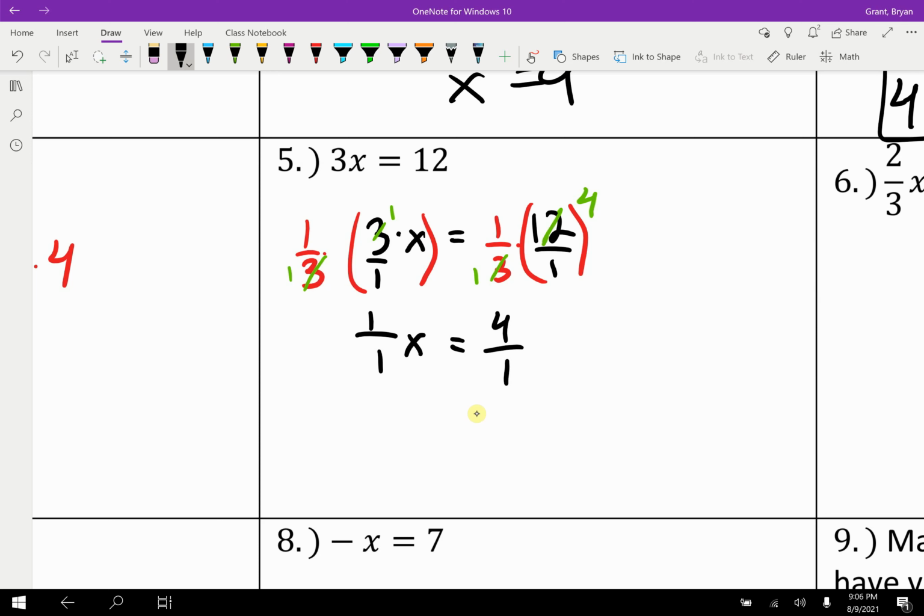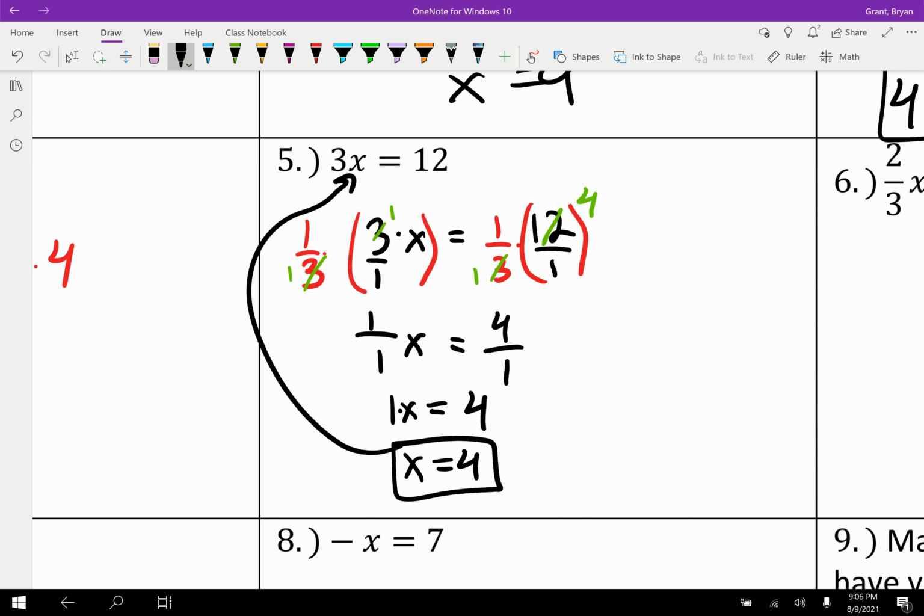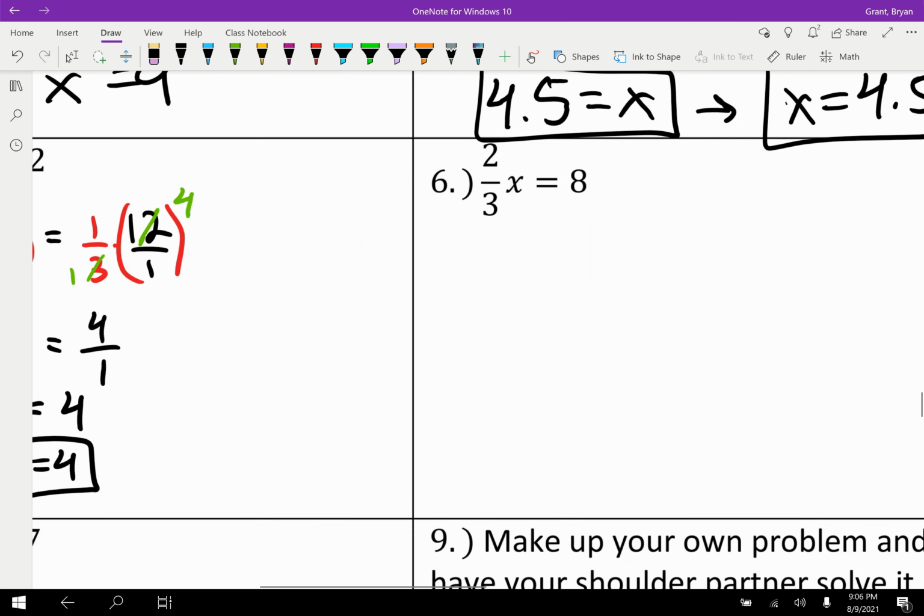But we don't really need to write numbers over 1. That's just silly. 1 over 1x is just 1x. 4 over 1 is just 4. And actually, we've also learned if you have 1 multiplying, you can just keep that as x. And we're set. Easy to check. Is 3 times 4 equal to 12? Sure it is. Moving on.